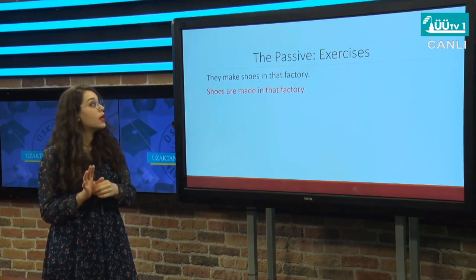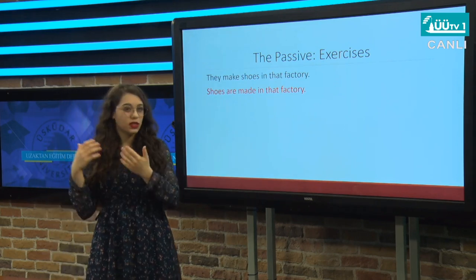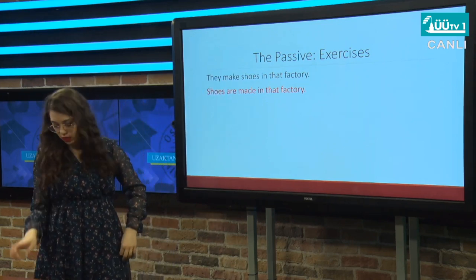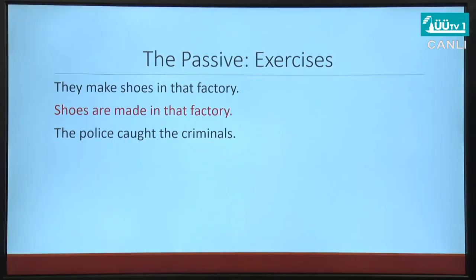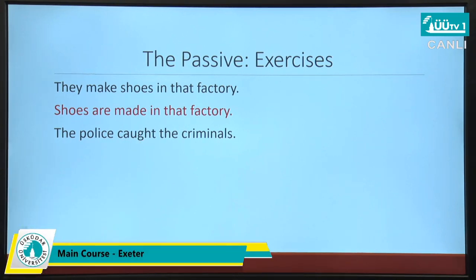And how do we know that it is present simple passive? They make shoes in that factory. It's a general statement. There is nothing in the verb, so we know that it is present simple. Let's look at another one. The police caught the criminals. So again, we have the subject, verb, and the object. So we are going to turn them. So the criminals were caught by the police. So why we use past simple passive is that our verb here is past simple tense, verb 2. So we have to use this were.